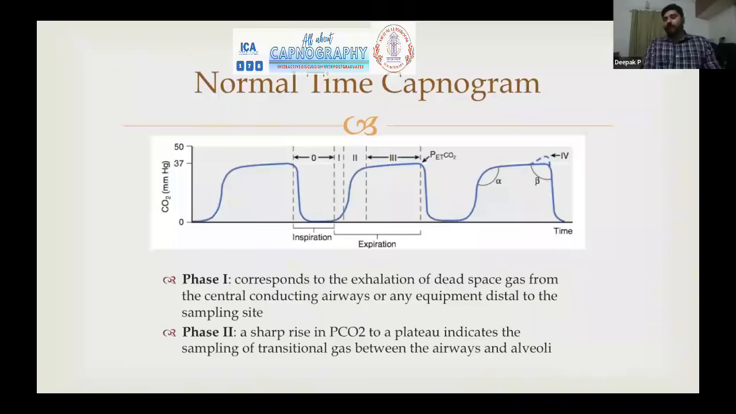First, a normal time capnogram. The time capnogram is divided into 4 phases, and these 4 phases have been defined by different authors in different ways. I am sticking to what Miller has said. According to Miller, there are 4 phases. Phase 1 is the start of expiration, which corresponds to the exhalation of dead space gases from the central conducting airways. Phase 2 is the transitional phase, where we have all the gases up to the respiratory bronchioles. Phase 3 is composed of the alveolar gases. All the gases in the alveoli comprise phase 3, which is a plateau.